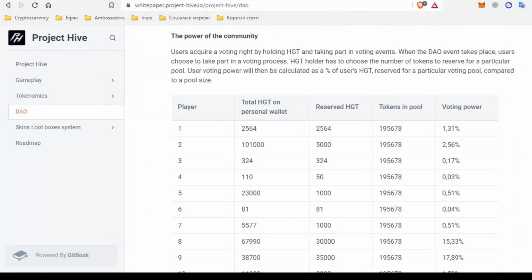If you take the second player, he has 1101 HGT tokens on his balance, but he reserved 5000 HGT tokens, which is 2.56%. And this means that the share of the second player is almost 2 times greater than that of the first, and accordingly the voting power is also greater.